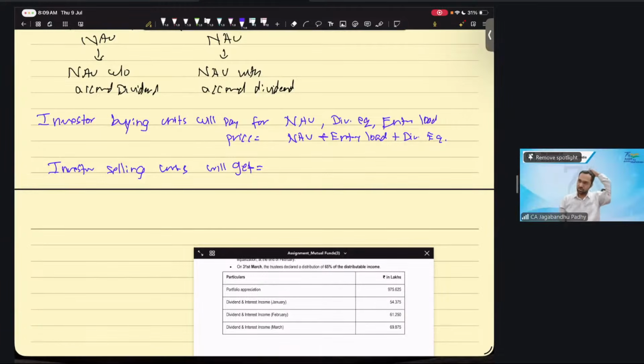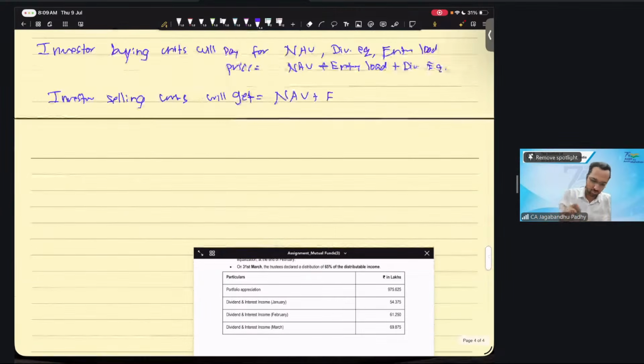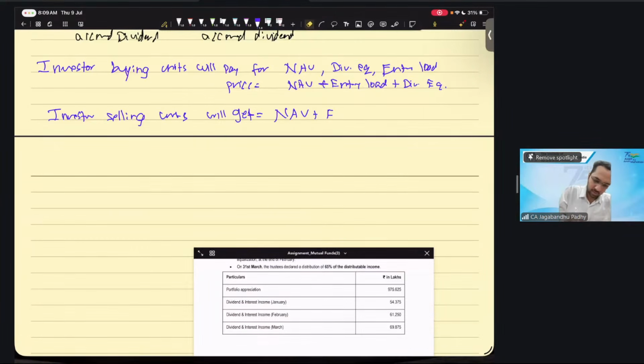the investor who is going to sell units is going to get what value? He will get NAV, or in fact I can say you're going to get the NAV plus the dividend equalization and minus exit load. Okay, so every time this is what we need to be careful of, that what we are going to pay and what you are going to receive.